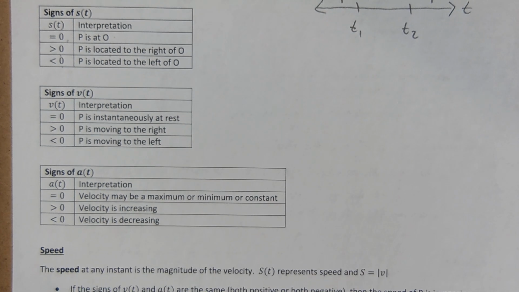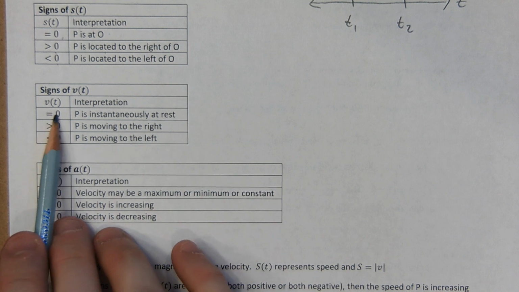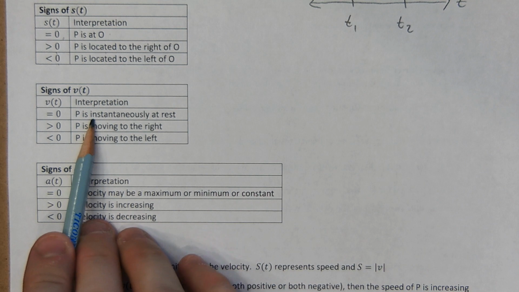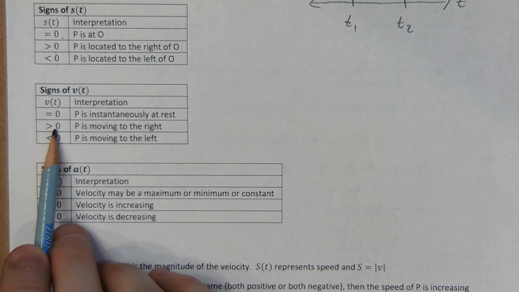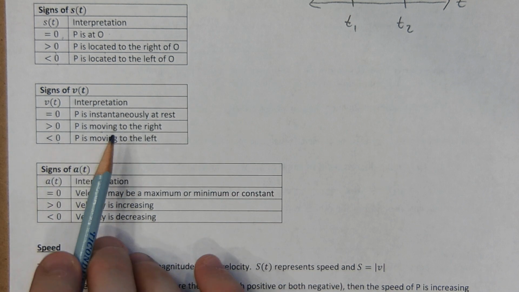Okay. So if you get a sign diagram for velocity, what does it mean if velocity is 0? That means that your particle at that moment in time is at rest. A velocity of 0 means you are not moving or changing directions. If you have a positive velocity, that means your particle is moving to the right. And if you have a negative velocity, then you are moving to the left.